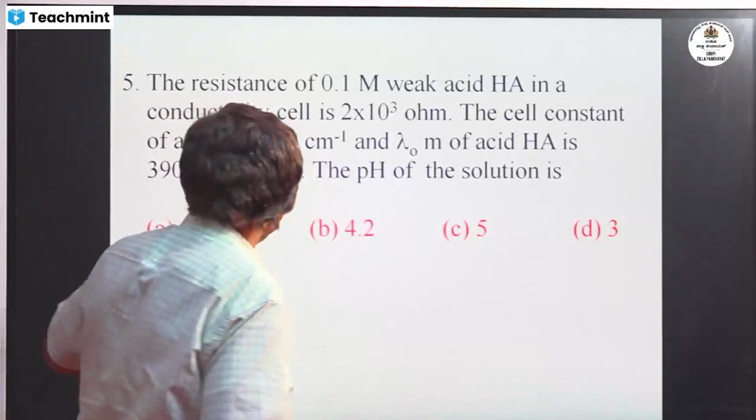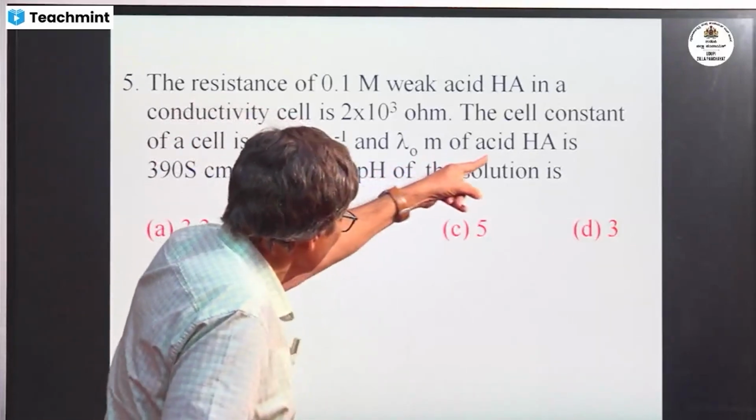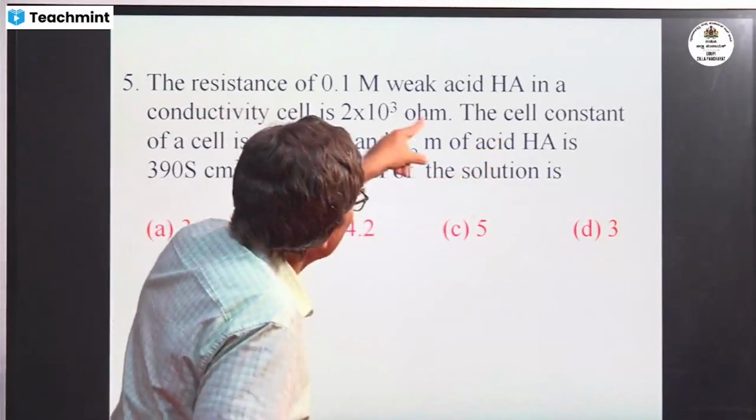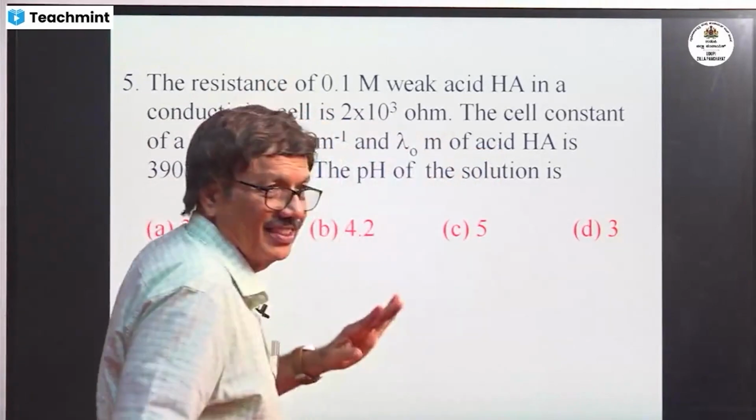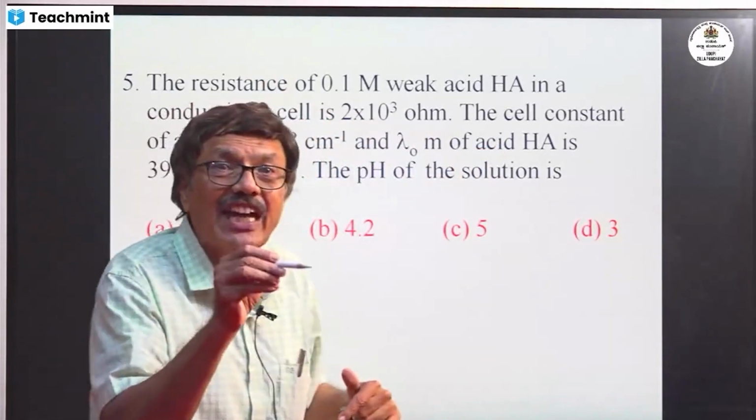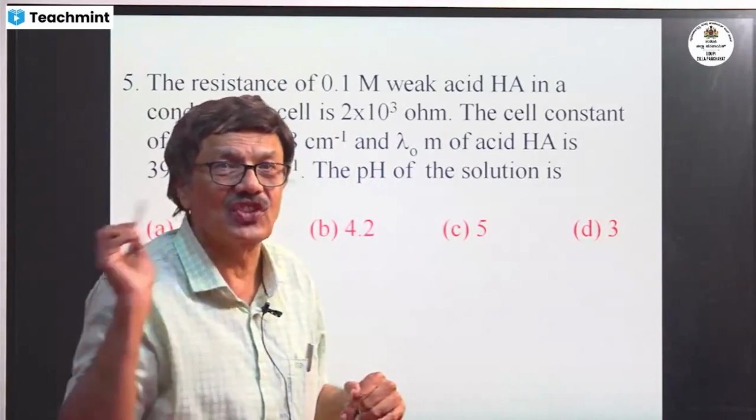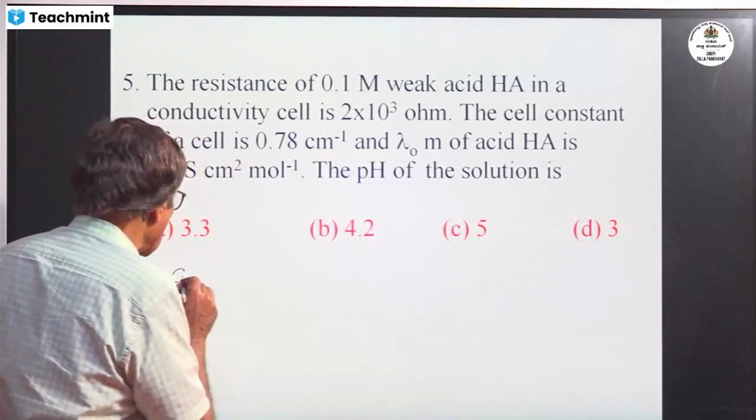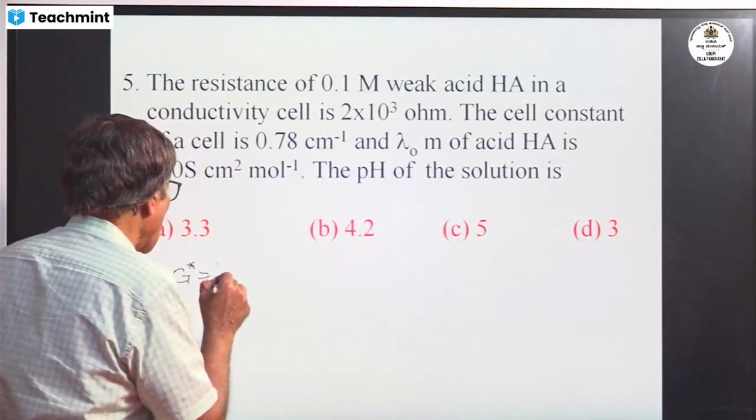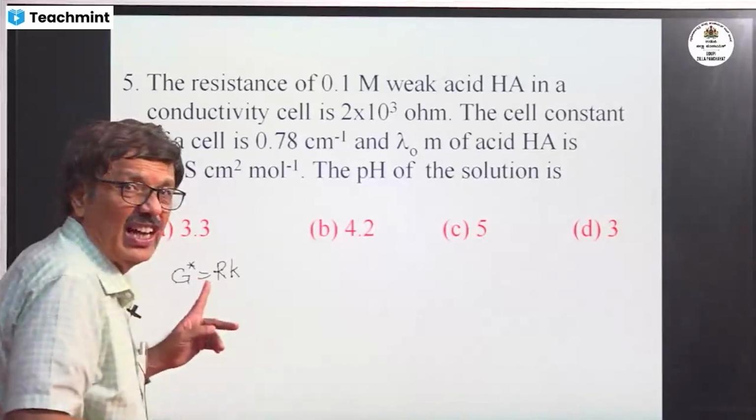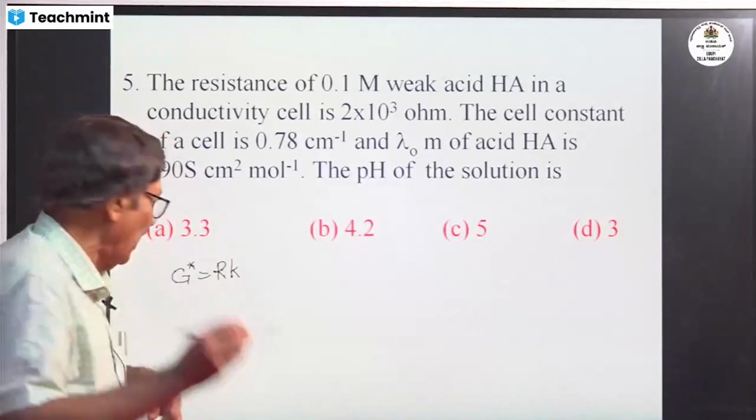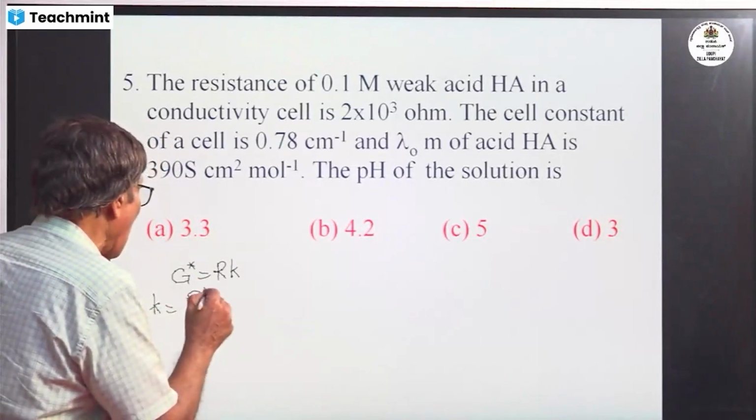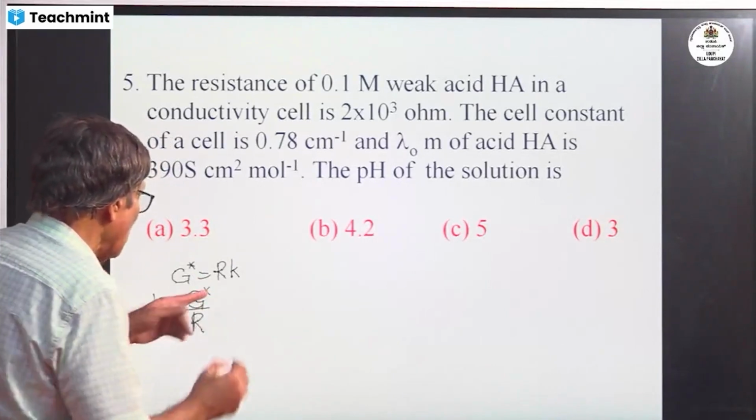What shall we do? The cell constant is given, and they have given the resistance. So let us first find the conductivity of the solution. Which formula do you need? G star is equal to R into K, so K is equal to G star by R.